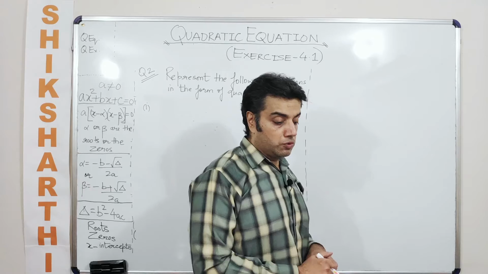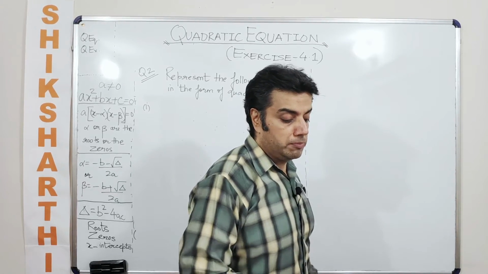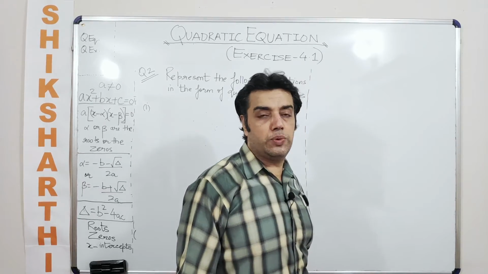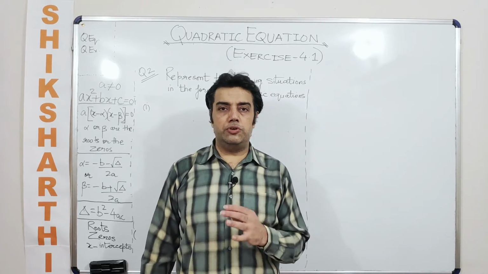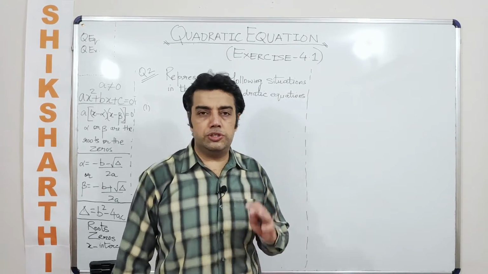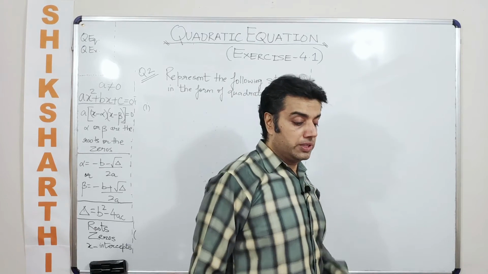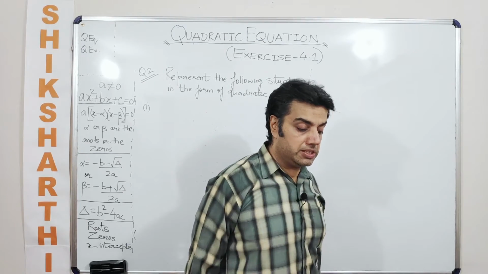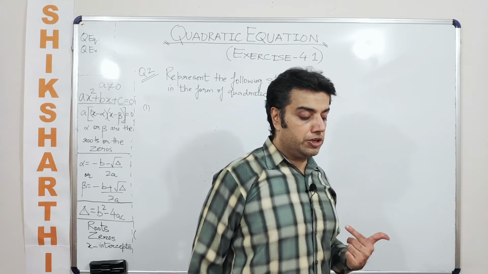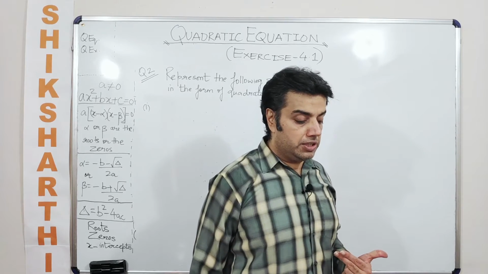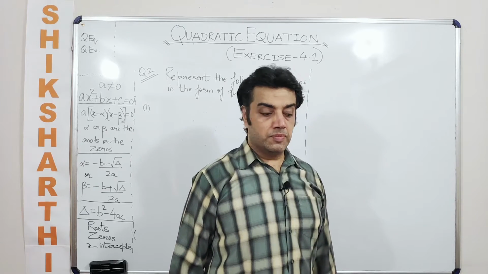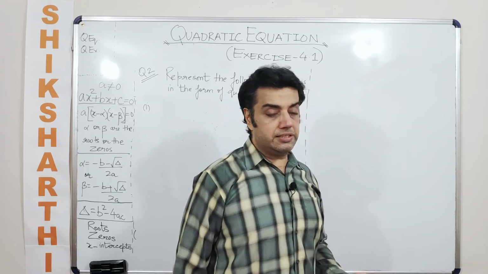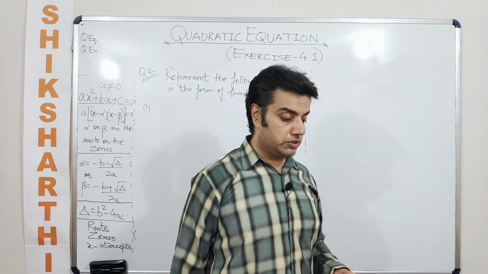Now, question number 1 says the area of a rectangular plot is 528 meters square. Now, we know that area of a rectangular plot is length into breadth. This is the introspection that you need to do when you are reading the question. The length of the plot, in meters, is one more than twice the breadth. We need to find the length and the breadth of the plot. So, represent this situation in the form of a quadratic equation.